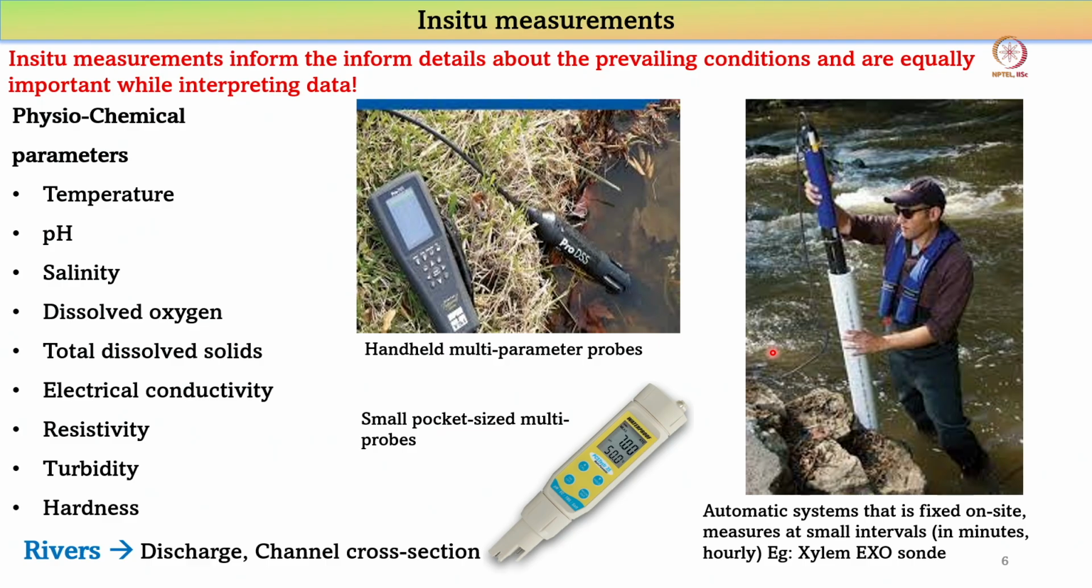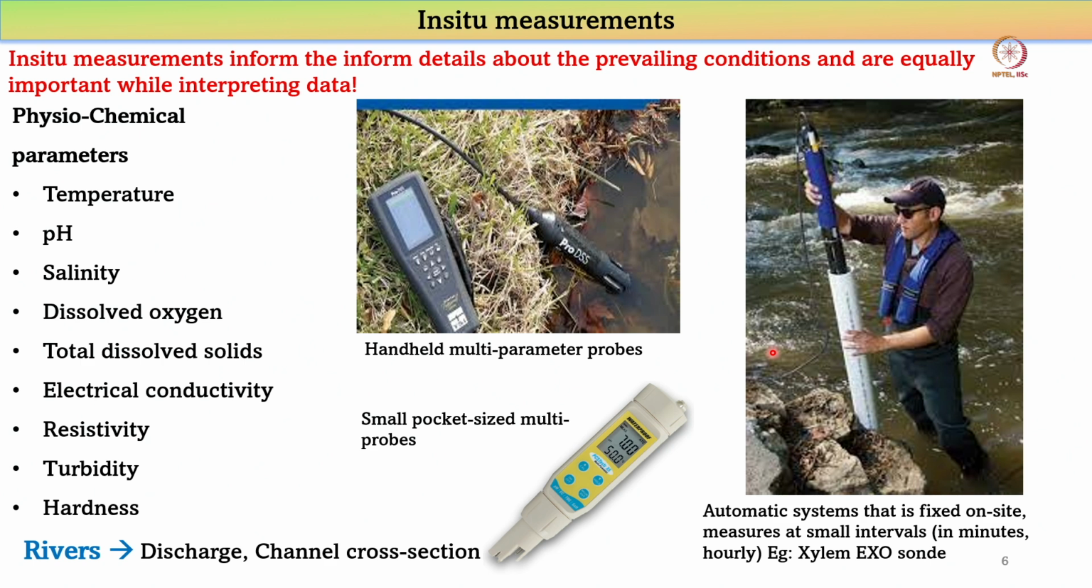So certain parameters we measure immediately at the field site itself. These are called in situ data sets and in situ measurements. Okay, so physicochemical parameters, they are basically physical, but sometimes depend on the chemistry. So temperature, pH, salinity, dissolved oxygen, total dissolved solids, electrical conductivity, resistivity, turbidity, hardness, all these parameters we are going to measure in the field itself, right?